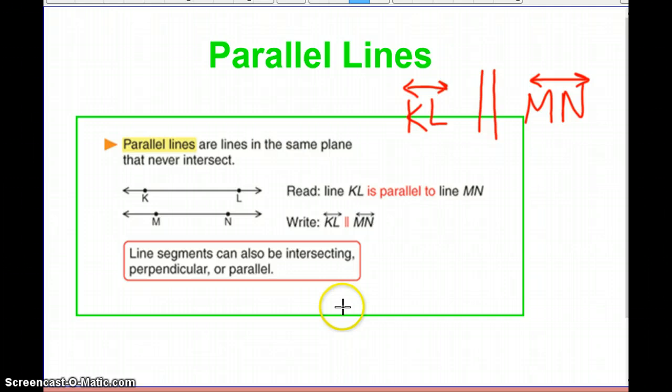The symbol for parallel is 2 lines straight down. So I can say that line KL, written right here, is parallel to line MN. Okay, and remember to have our nice symbol on the top so that we know that this is a line, not a line segment. But line segments can also be intersecting, parallel, or perpendicular. So keep that in mind.